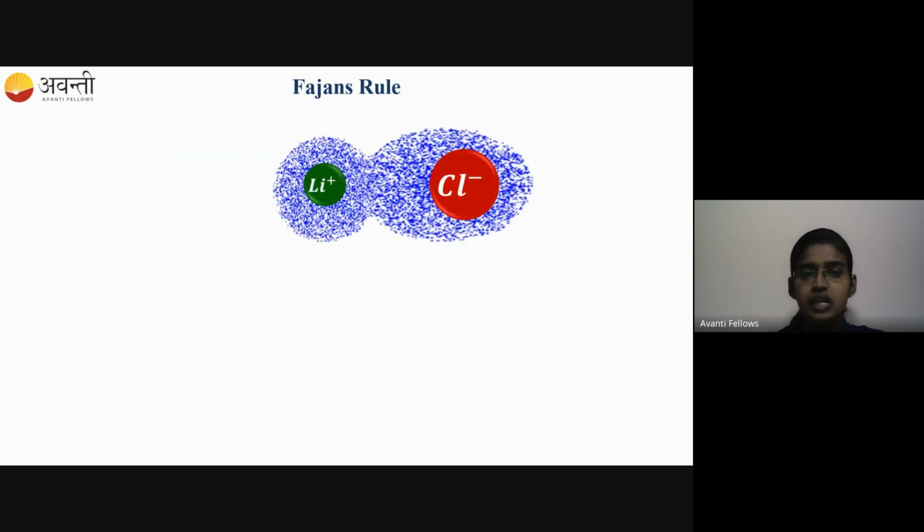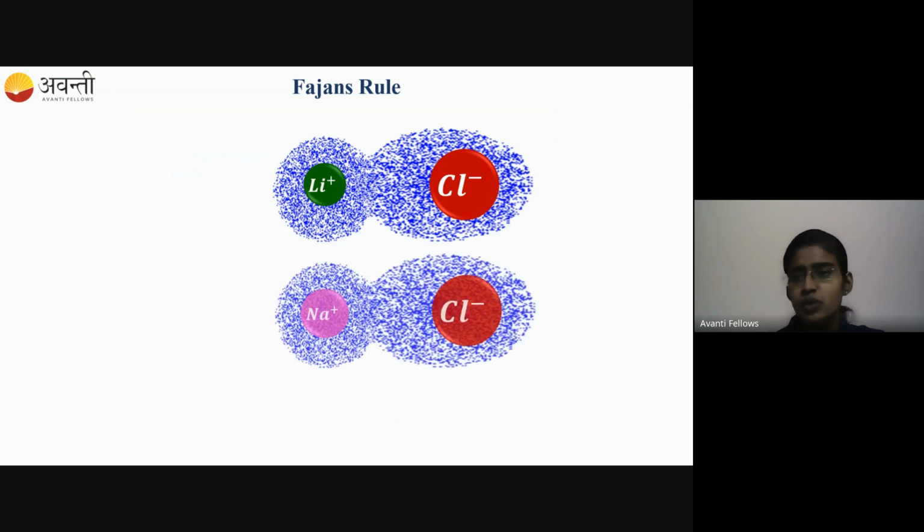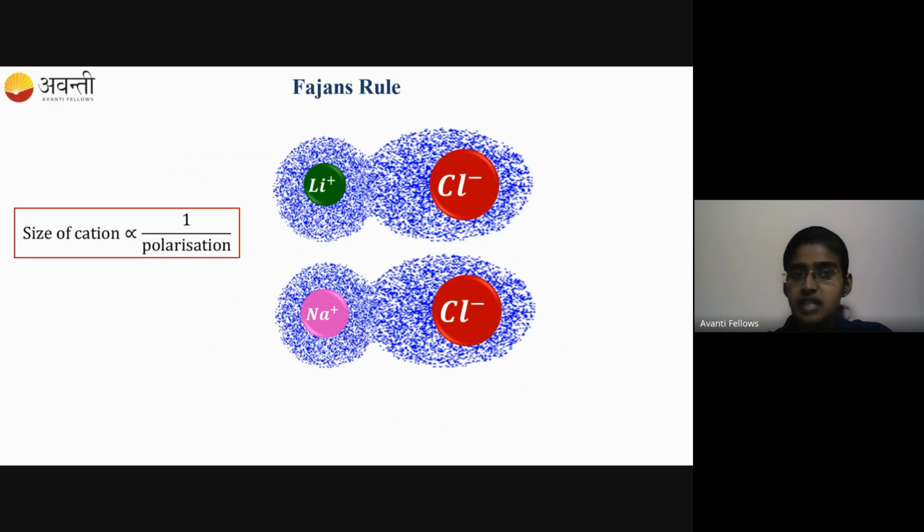Now, how to find out the covalent character for different molecules? For example, if I take lithium chloride and sodium chloride, here the anion is the same, the cation is different. If I want to compare the covalent character of both these compounds, and tell which compound is more covalent in nature, then I have to use one relation. That relation is: size of the cation is inversely proportional to polarization.